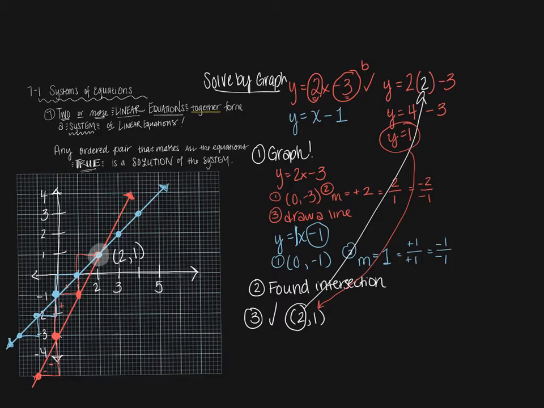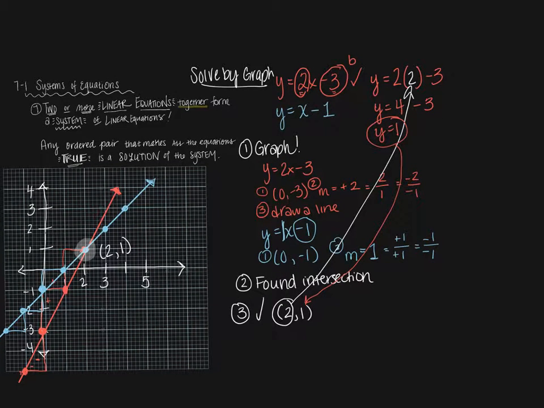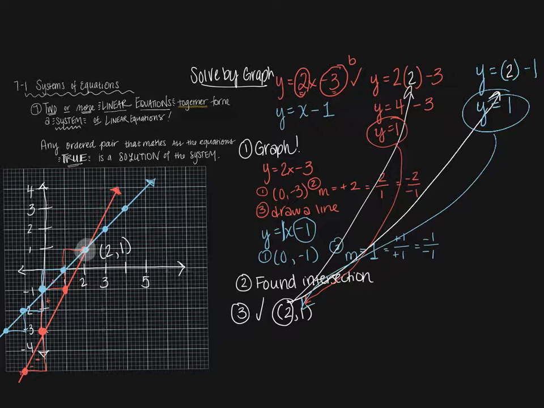So now I need to check and see if it's a solution for my second equation. Y equals my x value minus 1. So let's take my x value again from down here, my 2, plug it in, and is it true that y equals 1? Is that what I got from my y? Yes, it is. So that means that that ordered pair satisfies both of my equations, which means that the ordered pair 2, 1 is a solution.